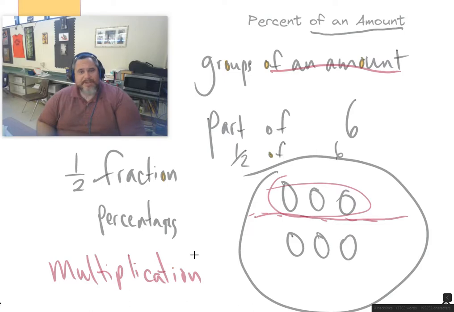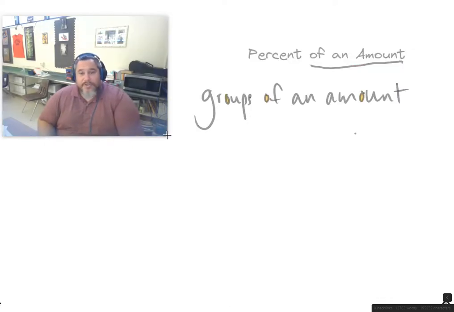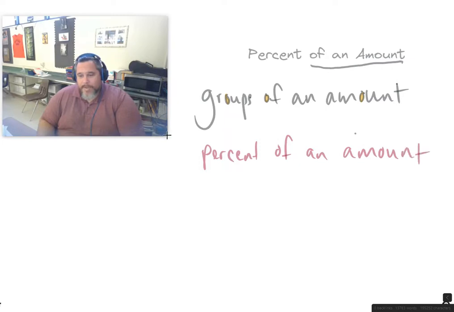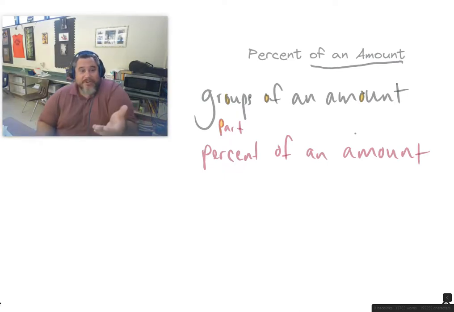So how does that help us? Give me a second to clear this out. Let's look at percent. Percent of an amount, which is another way to say part. We're saying part, not groups of an amount, part of an amount, which could be considered a group. It could be considered a small group. I don't want two groups. I don't want one group. I just want half of a group. That's still grouping, still multiplication.